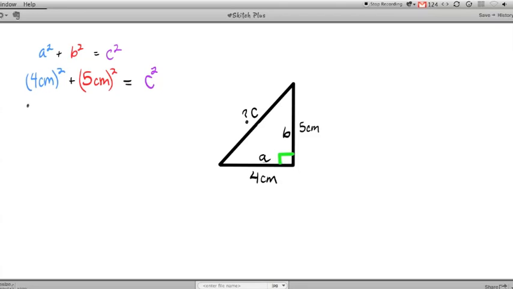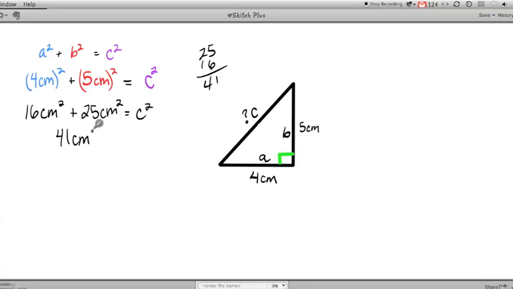So I have 16, 4 squared is 16, and centimeters squared is centimeters times centimeters, or just centimeters squared. And then I have 25, 5 times 5, and centimeter times centimeter, that's centimeters squared, and that equals my c squared. Now I'm going to go ahead and add 25 and 16, and I get 41.